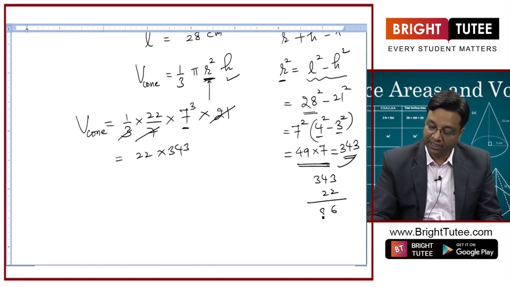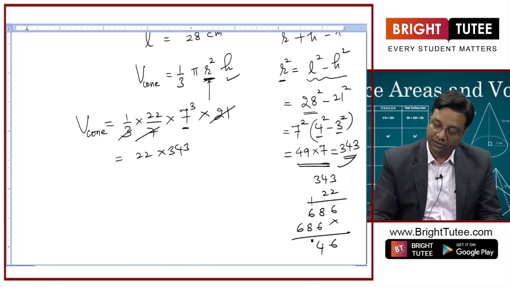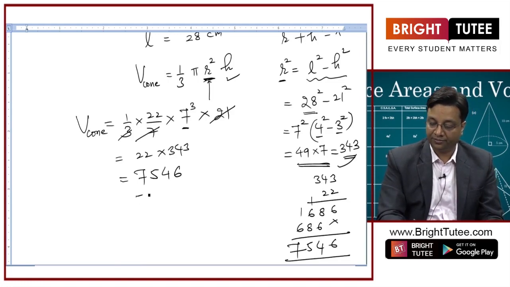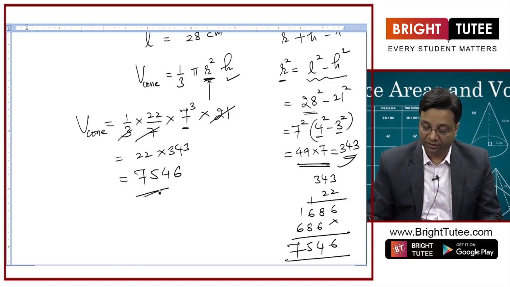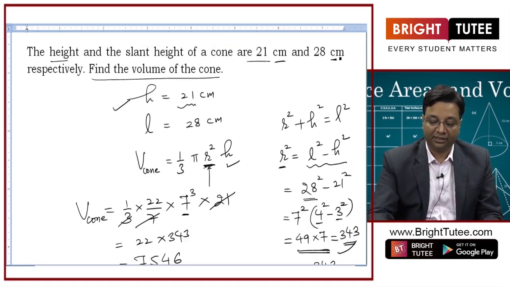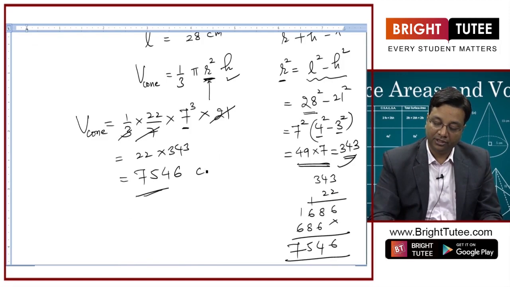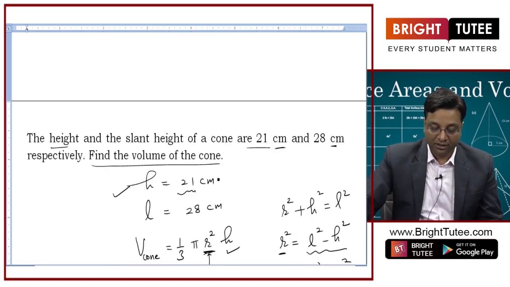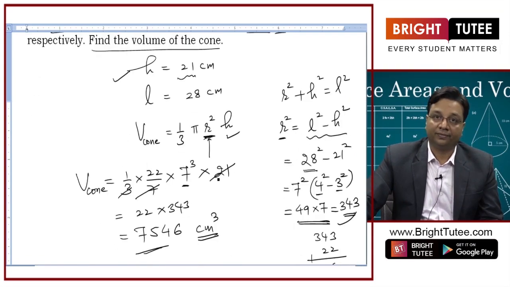So, it will be 6, 8, 6, 6, 8, 6, 6, 4, 15. So, 5 here, 1 here, 7, 5, 4, 6. 7, 5, 4, 6. Now, let us look at the units. The units in this question are centimeters, right. So, volume of cone will be cubic centimeter or centimeter cubes. This is the volume of the cone, right.